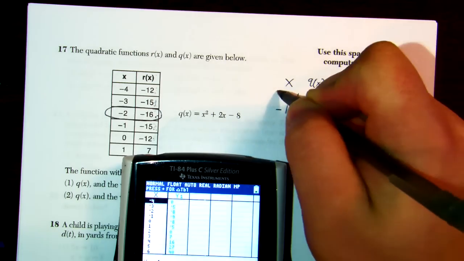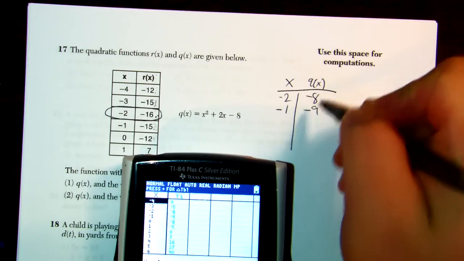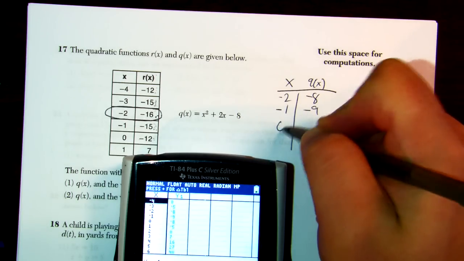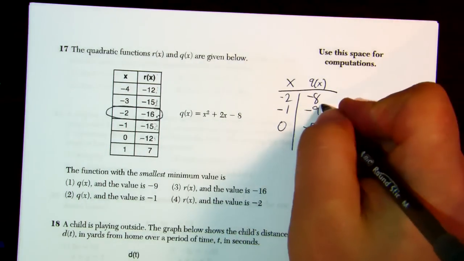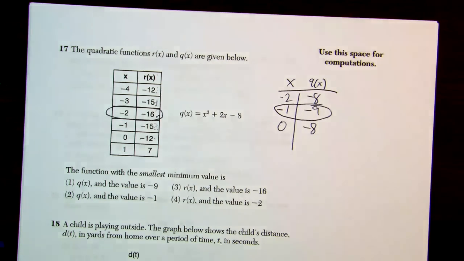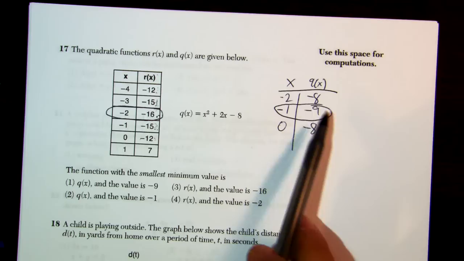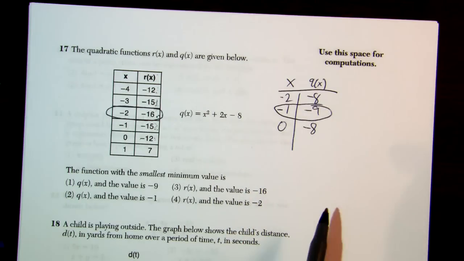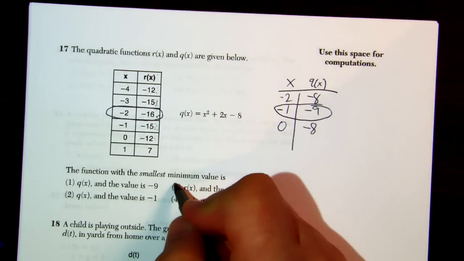Let's go ahead and do it like they did it. So the next one is at -2, -8. And this one would be at 0, -8. So this right here would be our minimum. So which one has the smallest minimum? -16 is definitely smaller than -9. So the answer is r of x, and the value is at -16.